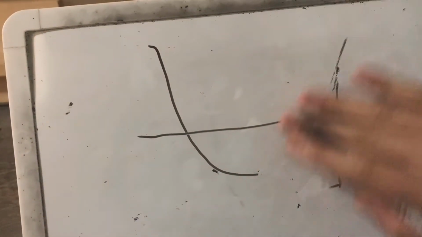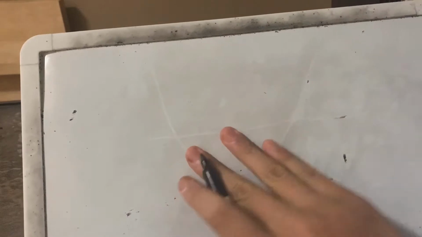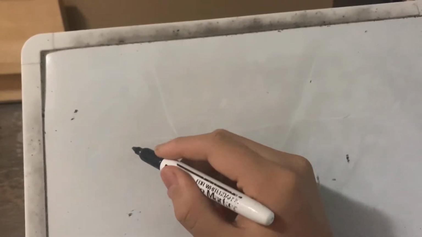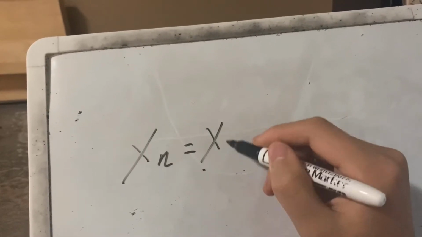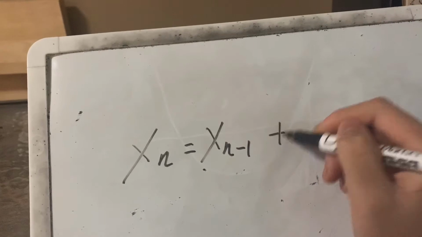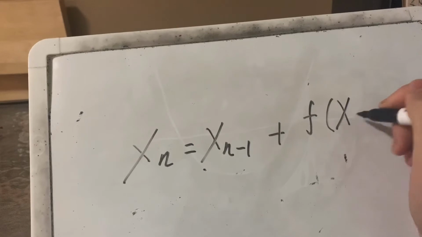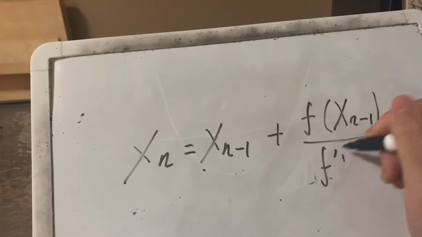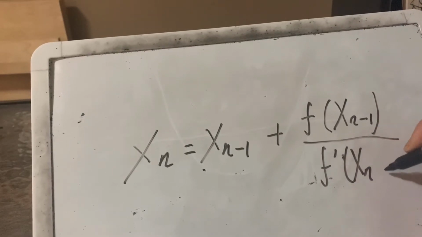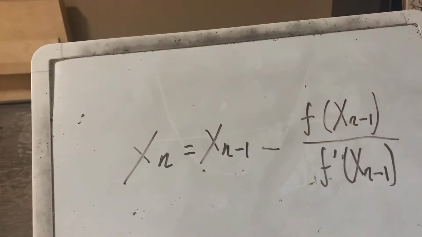It has a recursive formula, which is why we are going to use computer science to solve it. It is xn equals xn minus 1, minus f of xn minus 1, divided by the derivative function f prime. Sorry, it should be minus. Okay, now this is right.